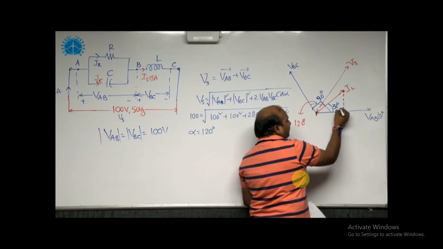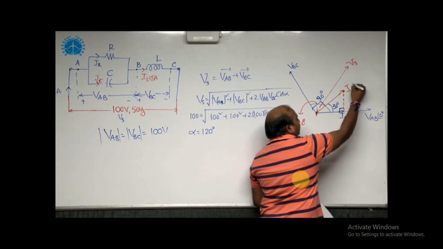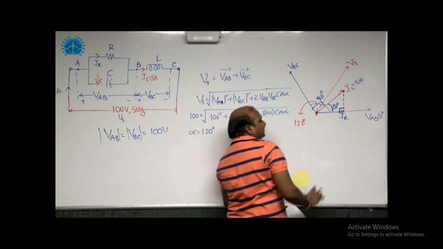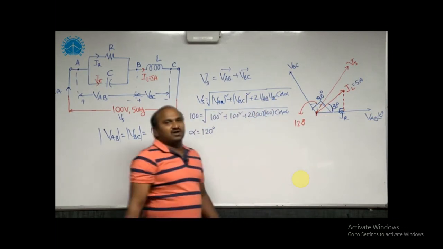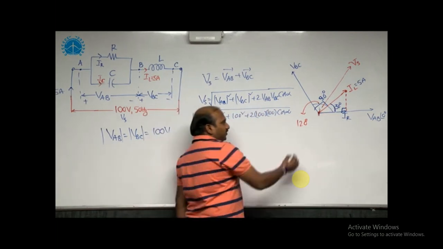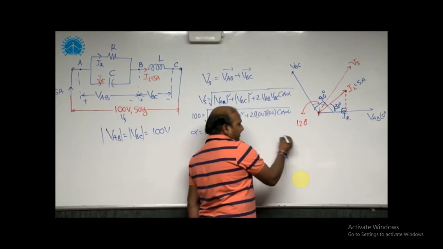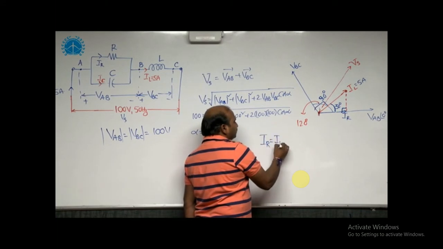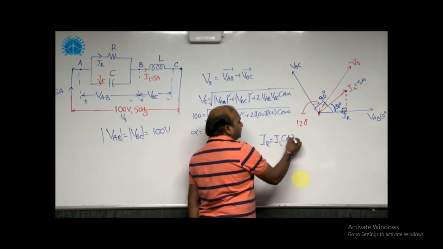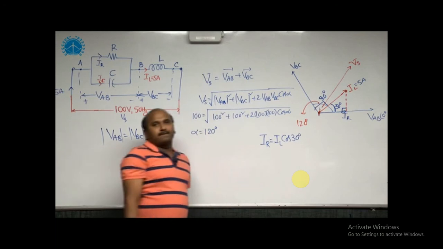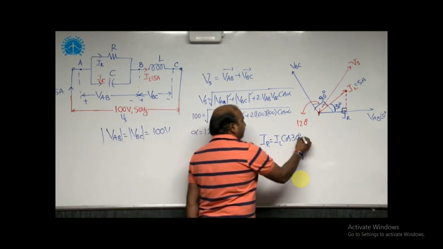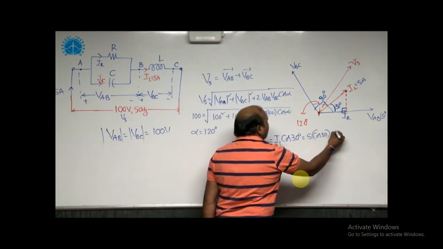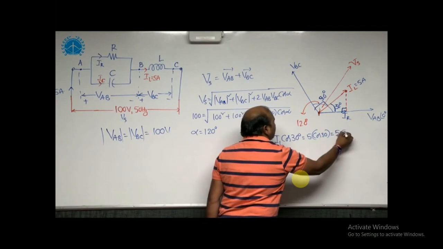This is a right angle triangle. We know the hypotenuse, that is 5 amperes, and we know that angle. This is the adjacent side. Adjacent side value we need to consider as cosine. That's why IR is equal to IL times cos 30 degrees. By considering that, the IR value will be 5 cos 30 degrees, 5 by 2 times root 3.